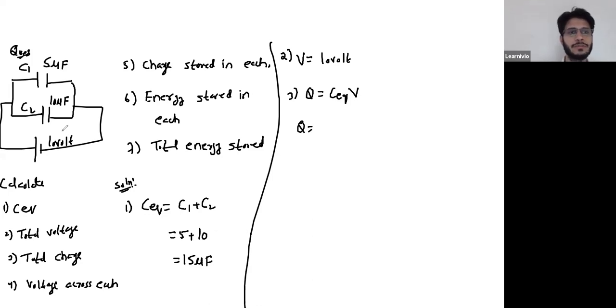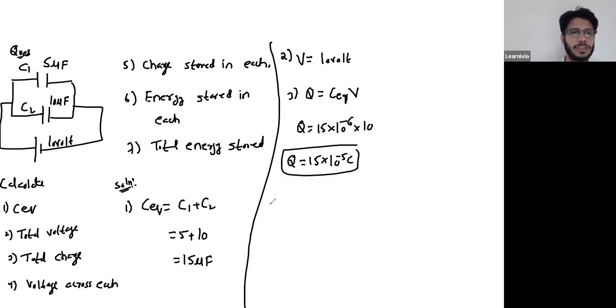Total charge is total capacitance into total voltage. So total capacitance is 15, so it's 15 into 10 raised to the power minus 6 into total voltage, which is 10. So total charge is 15 into 10 raised to the power minus 5. After total charge, the next is voltage across each capacitor. Voltage across the first capacitor is Q by C1. Oh no, no need to calculate it. In parallel combination, voltages are equal. So V1 is equal to V2 is equal to E, which is 10.